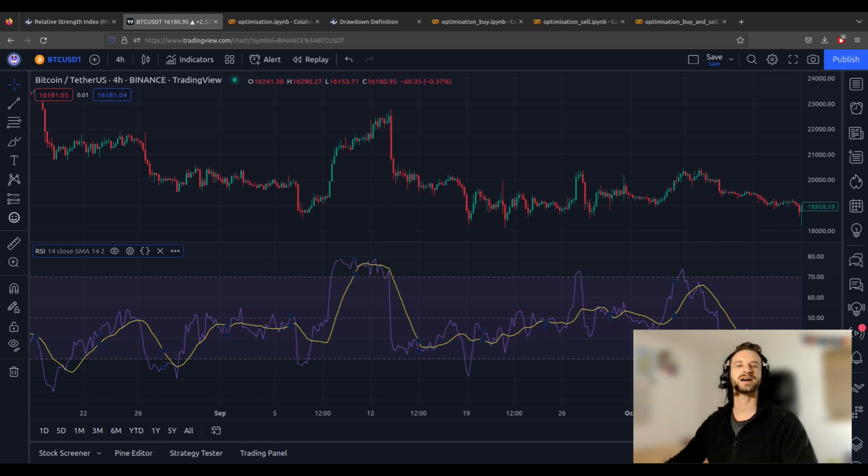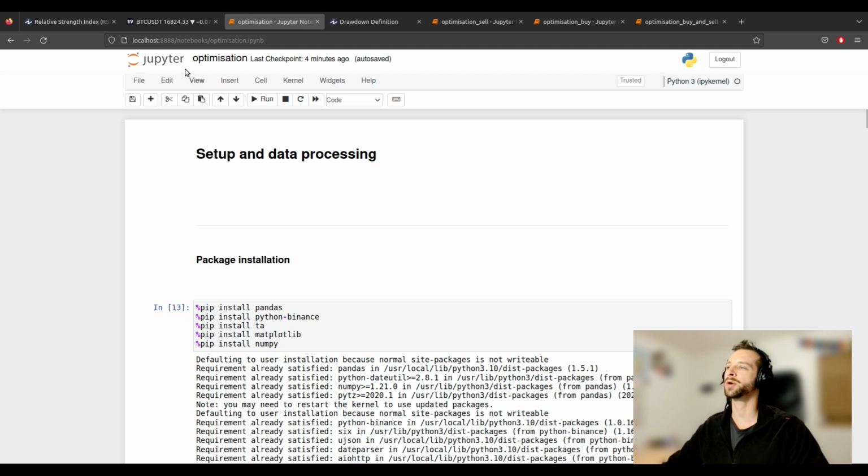Moving on now to our optimization code. This code is a Python notebook. I'm opening it with Jupyter. You can find it for free on our GitHub. I will drop a link in the description down below.